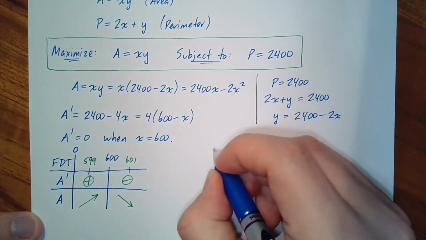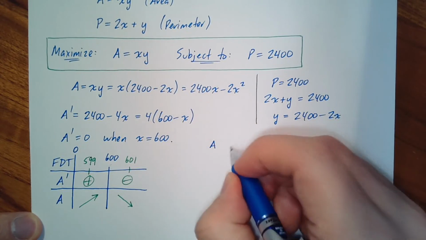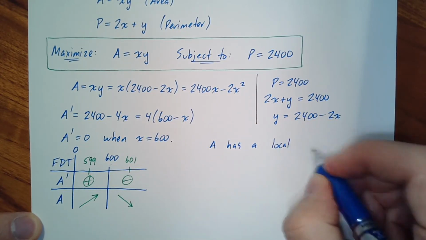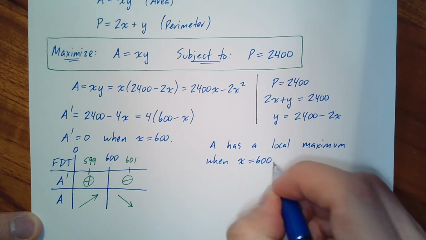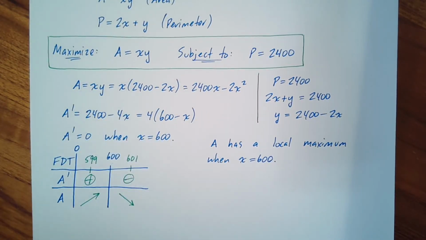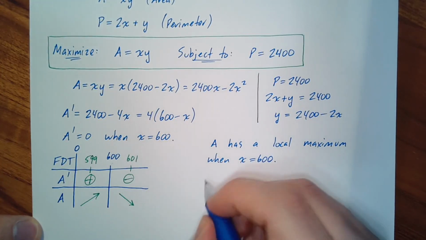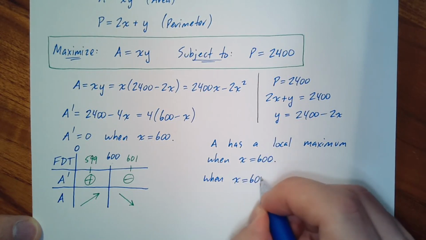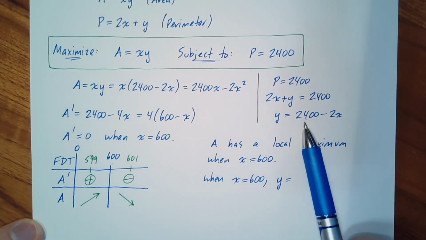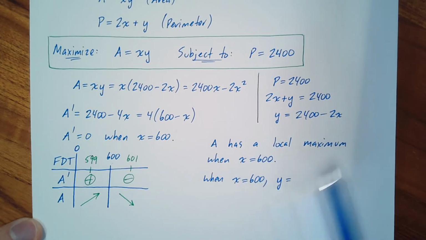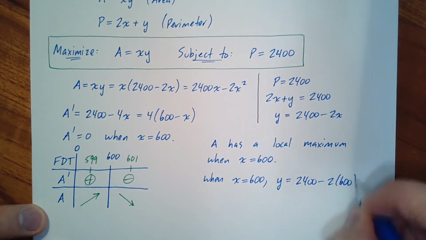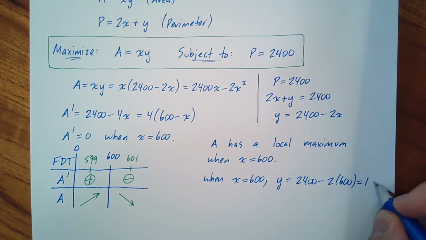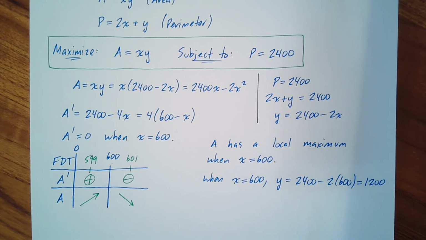So when x is equal to 600, let's actually mention our finding here. A has a local maximum when x is equal to 600. That's the most important part, and it comes from our work over here. So what is y when x is equal to 600? Well, y is going to be 2400 minus 2 times 600. That 600 is going to get plugged in here, and that's going to tell us what y is. So we'll have 2400 minus 2 times 600, which is going to give you 1200. Because 2 times 600 is 1200, subtract that from 2400, and you're going to get 1200. So that tells you what y is.